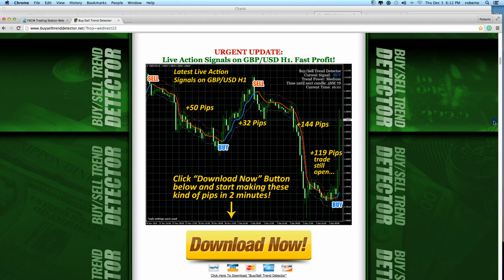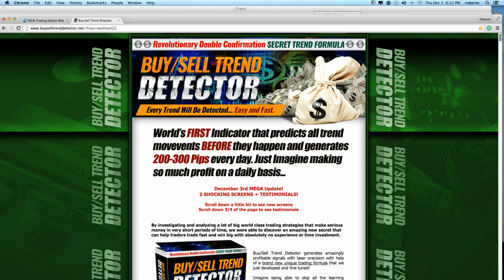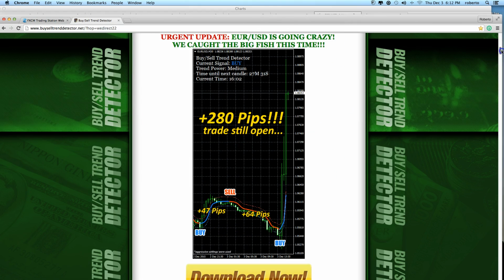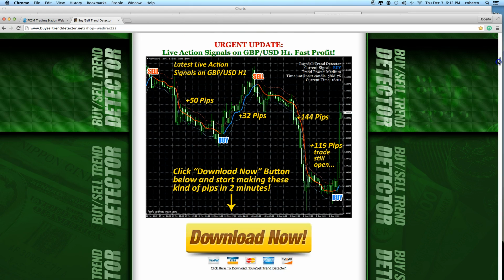This is the one that I'm reviewing, and it's called Buy and Sell Trend Detector. You simply load this onto your MT4 platform, and it generates buy and sell signals. They sent me an update on the pound USD 1 hour chart, and I'm looking at these buy and sell signals and saying this is really interesting, and I was wondering if I would have taken these trades based on my analysis.